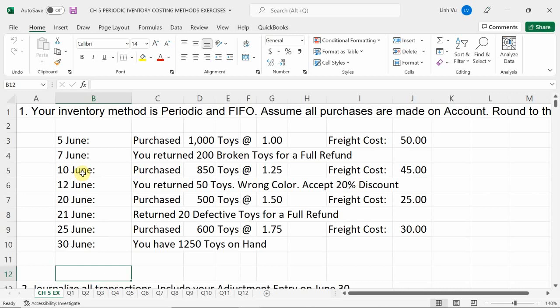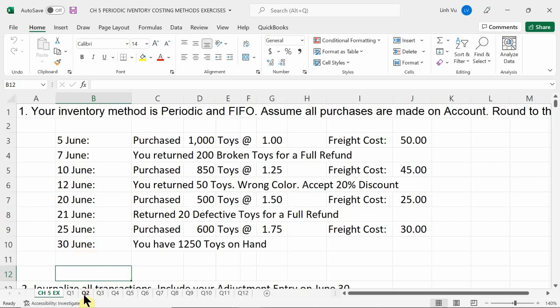And here we're also going to be introducing another part of Chapter 5, which is to see what happens to the inventory worksheet when we have purchase returns and allowances, okay? So question number 1 says the inventory method is periodic and it is FIFO, okay? Assume that all purchases are made on account and round to the nearest penny. So here's your scenario.